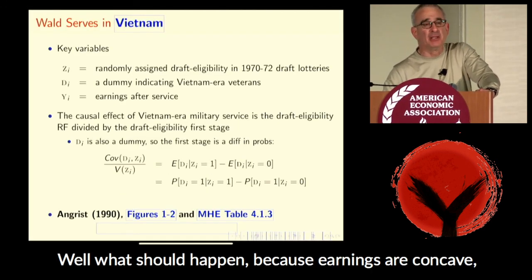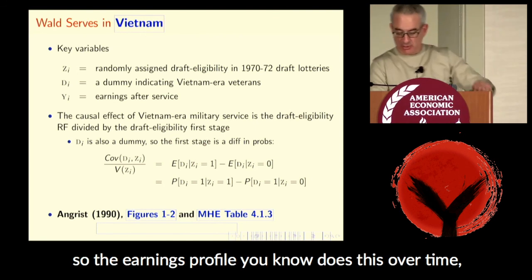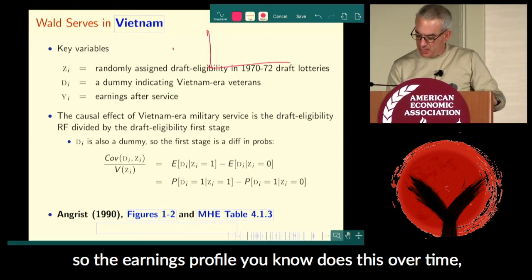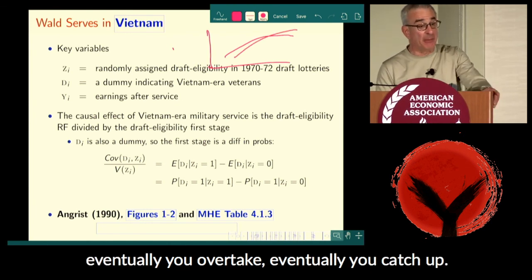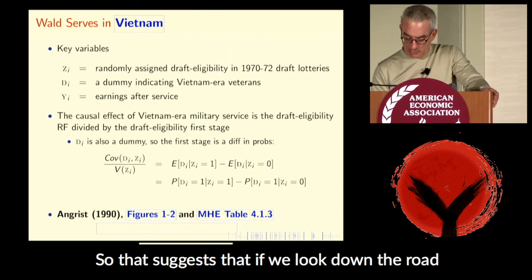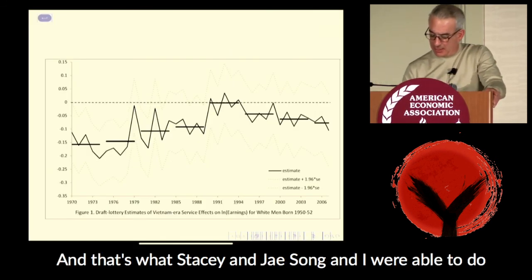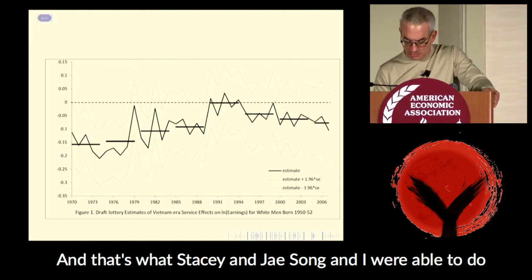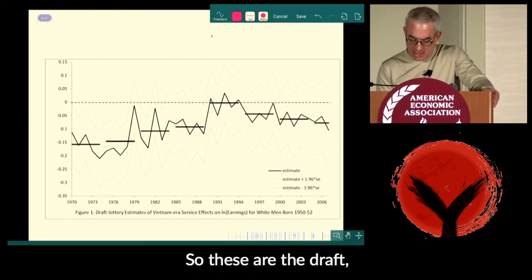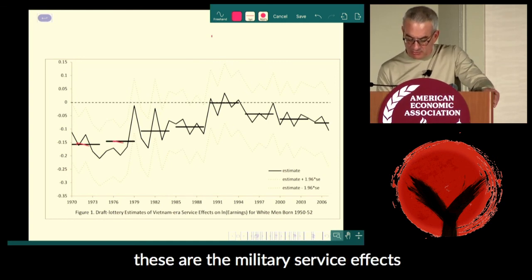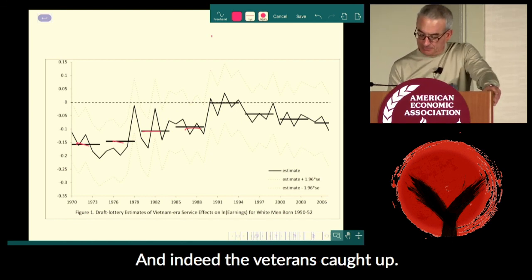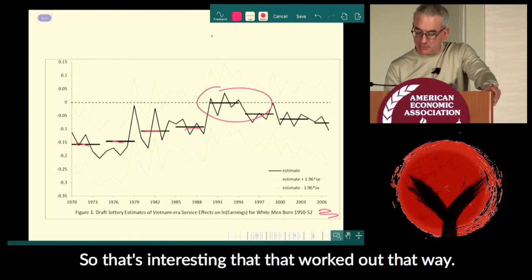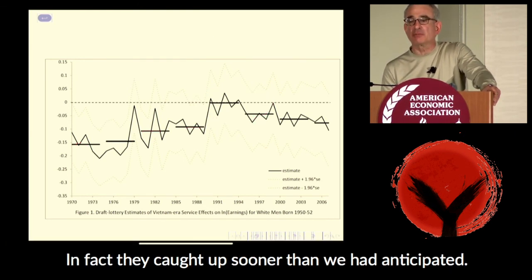What should happen, because earnings are concave, so the earnings profile does this over time. If I hold you back on that profile, eventually you overtake, eventually you catch up. So that suggests that if we look down the road, we should see the earnings gap go away. And that's what Stacy and Jae Song and I were able to do in a more recent paper. So these are the military service effects through 2007, looks like. Indeed, the veterans caught up. So that's interesting that it worked out that way. In fact, they caught up sooner than we had anticipated.